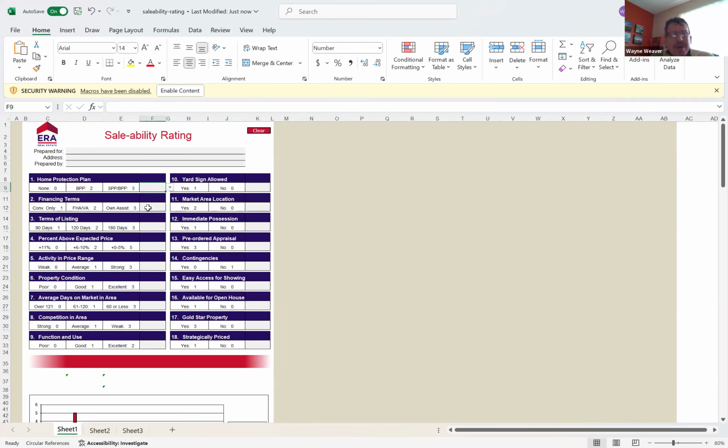So I'm going to say, hey, we do actually have a home warranty on it. We'll do both sides. Let's say that right now it'll only qualify for conventional. So I'm going to quickly go down through here and just put these in there. And then in the end, I'm just throwing numbers in here.